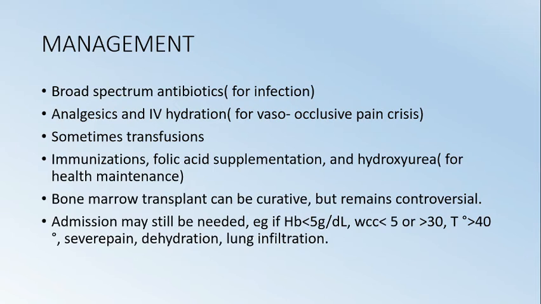It helps, but not too many repeated episodes. There are immunizations, especially against pneumococci and Haemophilus influenzae, that help. There is folic acid supplementation and hydroxyurea. And hydroxyurea should be considered in patients experiencing repeated episodes of acute chest syndrome, or even with more than 3 crises per year which require hospitalization.